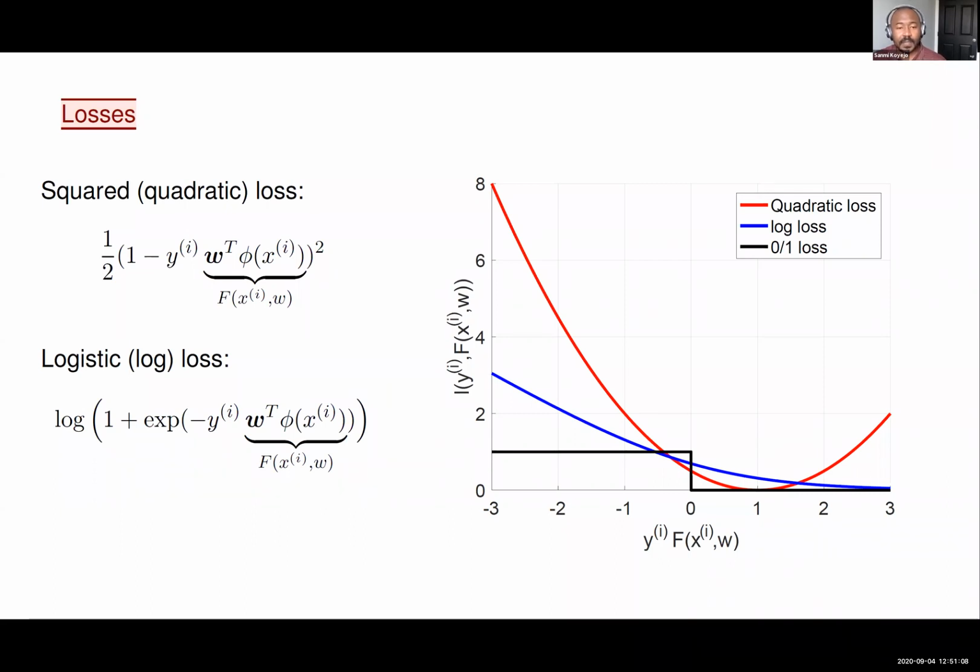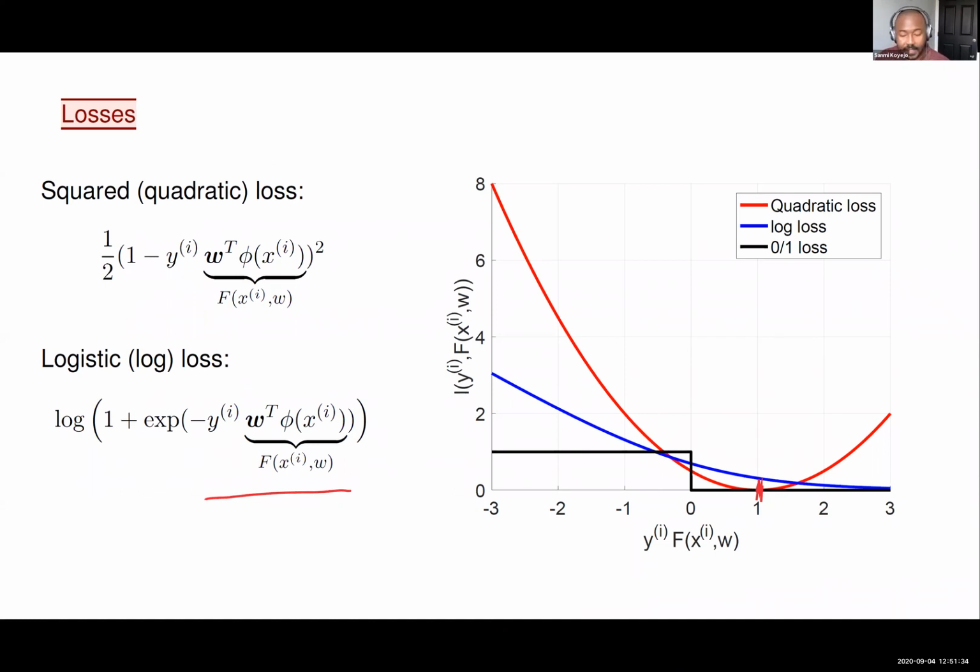So what I'm showing here is y times prediction on the x-axis, and then the loss function on the y-axis. And what you can see is that squared loss does what we described last time. So if your prediction is exactly 1, you get the lowest loss. Otherwise, you pay a penalty, both if you make a mistake, but also if you're correct. So both if you're correct or if you're wrong, you pay a penalty.